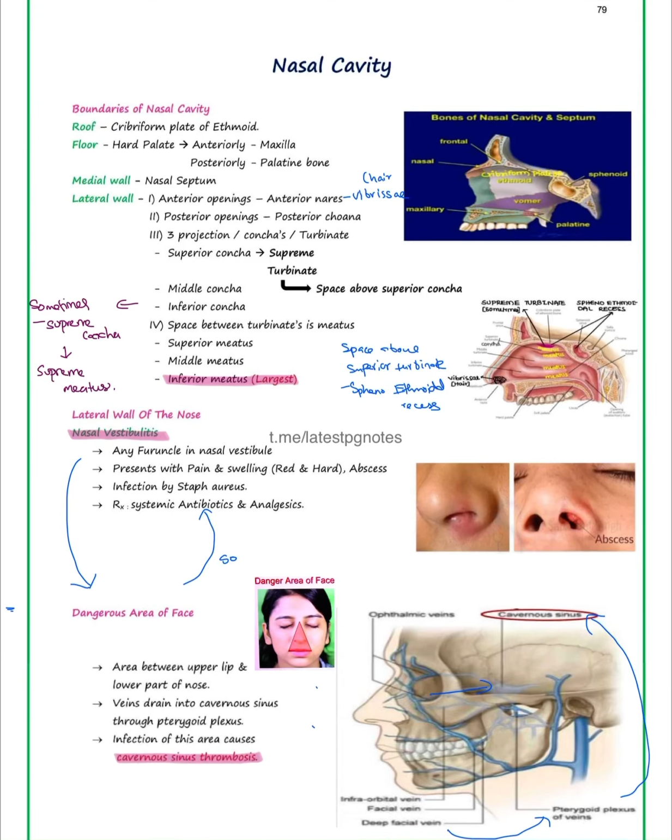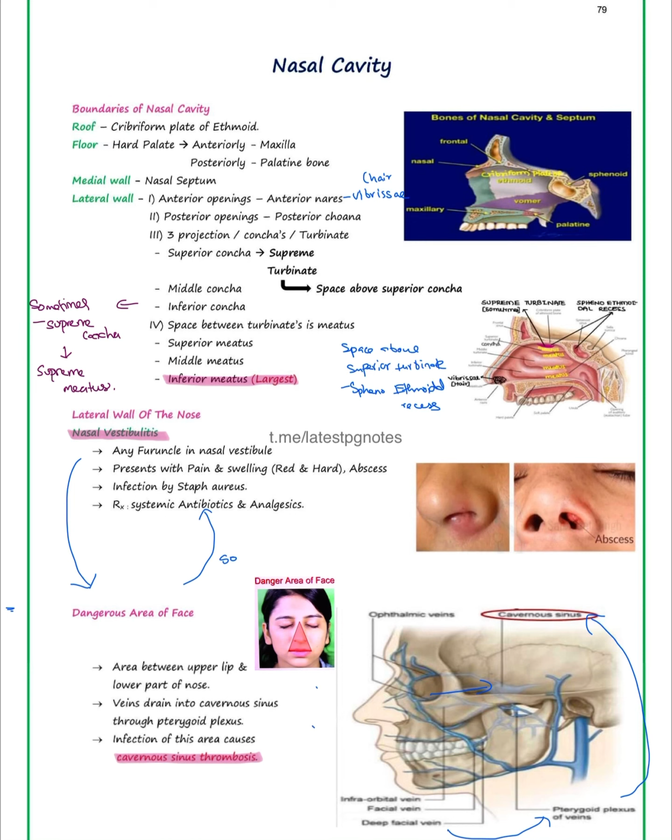In this video we are going to see about the nasal cavity. First let's see the boundaries of the nasal cavity. Think of this as a small room where the roof is formed by the cribriform plate of the ethmoid bone. The horizontal part of this ethmoid bone comes down and plays a part in the nasal septum, and the cribriform plate at the top forms the roof.